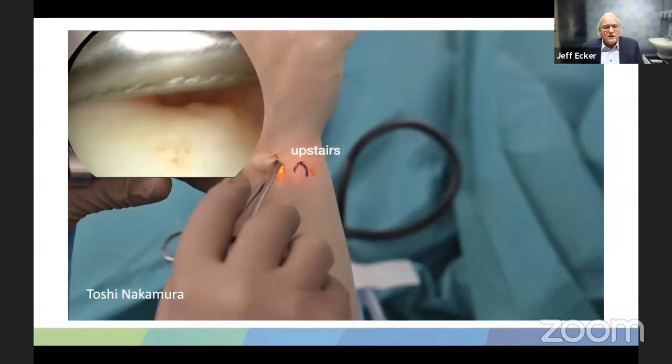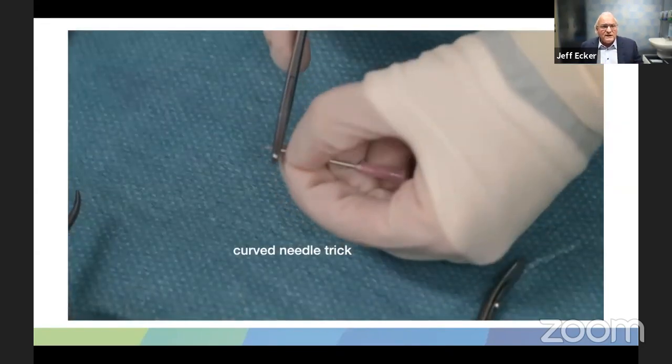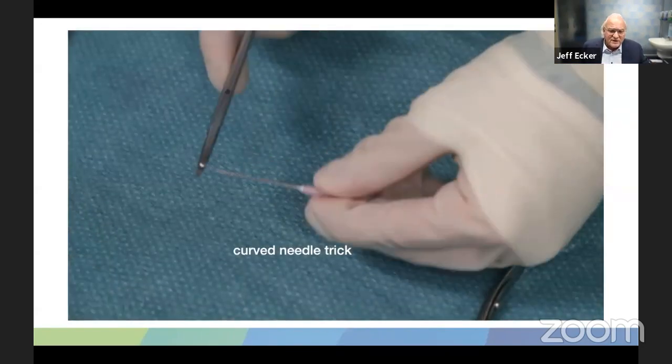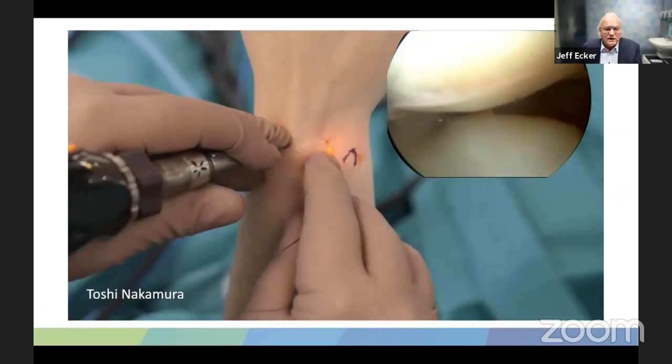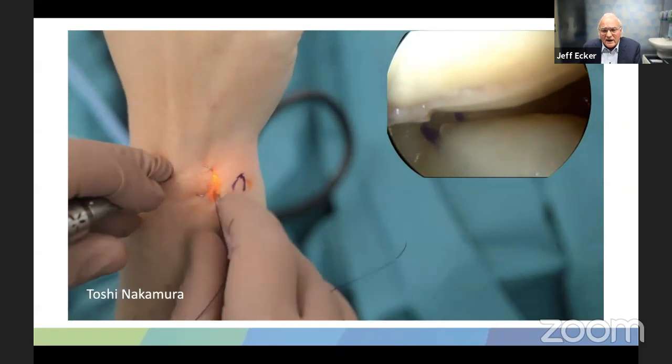Now, this is Toshi Nakamura, upstairs, downstairs. In this view, you can see you're below the TFCC and above it. A small curve to the needle makes it easy. You go underneath the TFC and simply penetrate it in the right location.